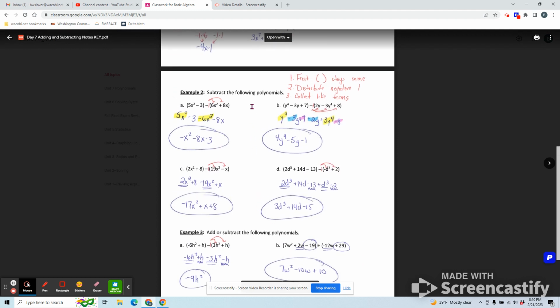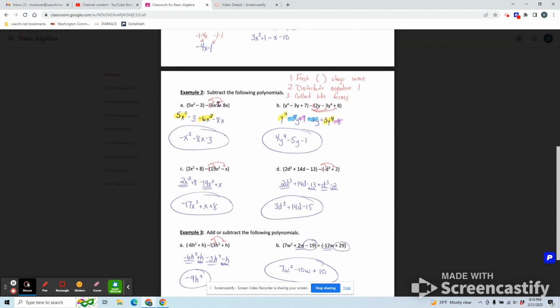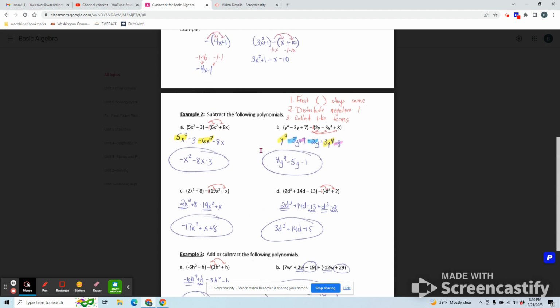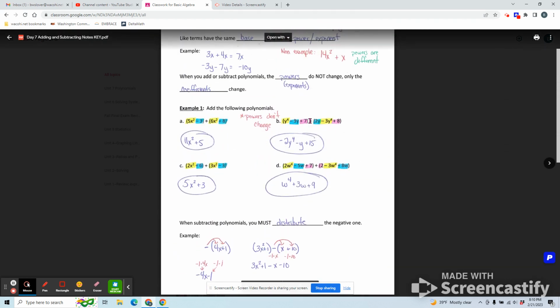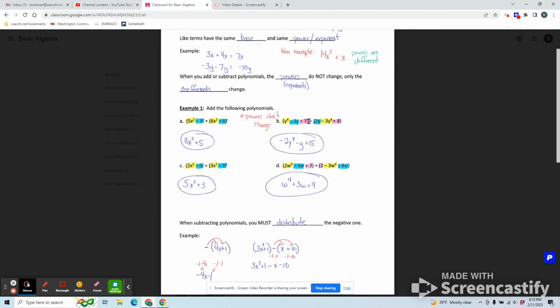So when you subtract polynomials, distribute a -1. I'm requiring you to rewrite the whole problem, and then identify your like terms and collect them. When you add, all you're doing is looking for like terms. And remember, when you combine like terms, your exponents, your powers do not change, just the coefficients.